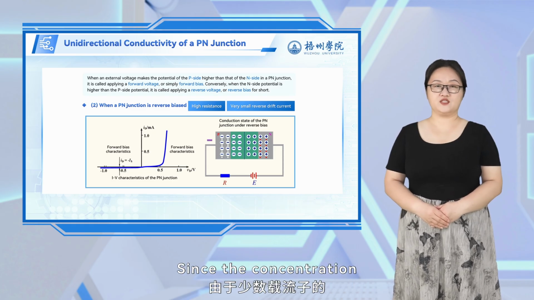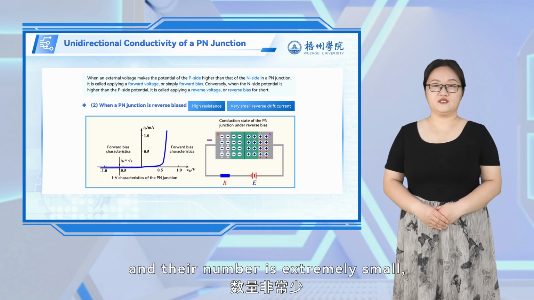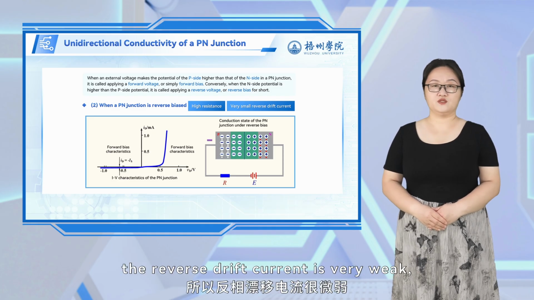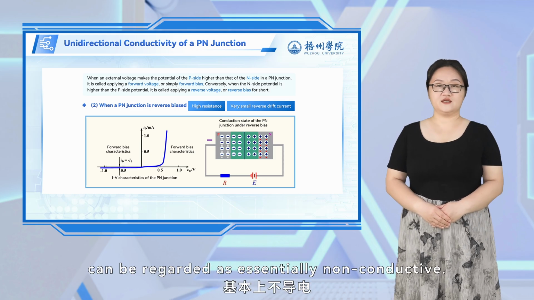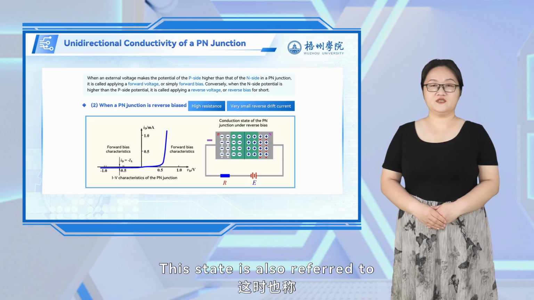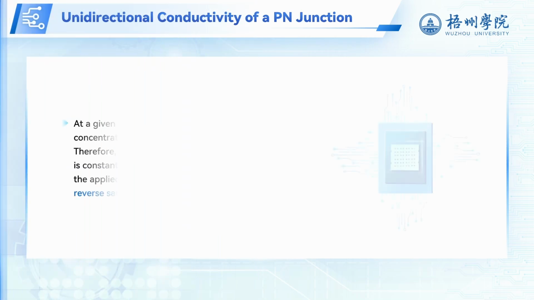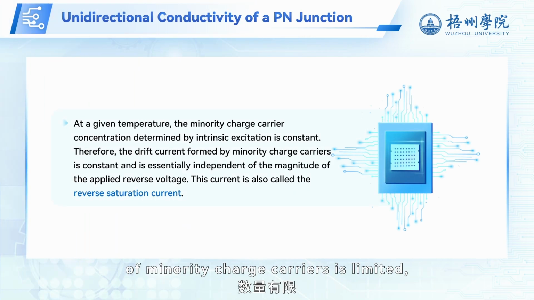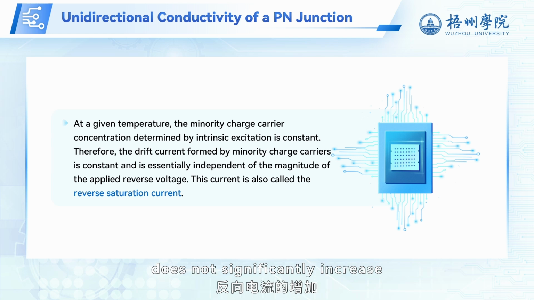Since the concentration of minority charge carriers is very low and their number is extremely small, the reverse drift current is very weak, and the p-n junction can be regarded as essentially non-conductive. This state is also referred to as the cutoff of the p-n junction. Because the number of minority charge carriers is limited, increasing the reverse voltage does not significantly increase the reverse current, which tends to stabilize.